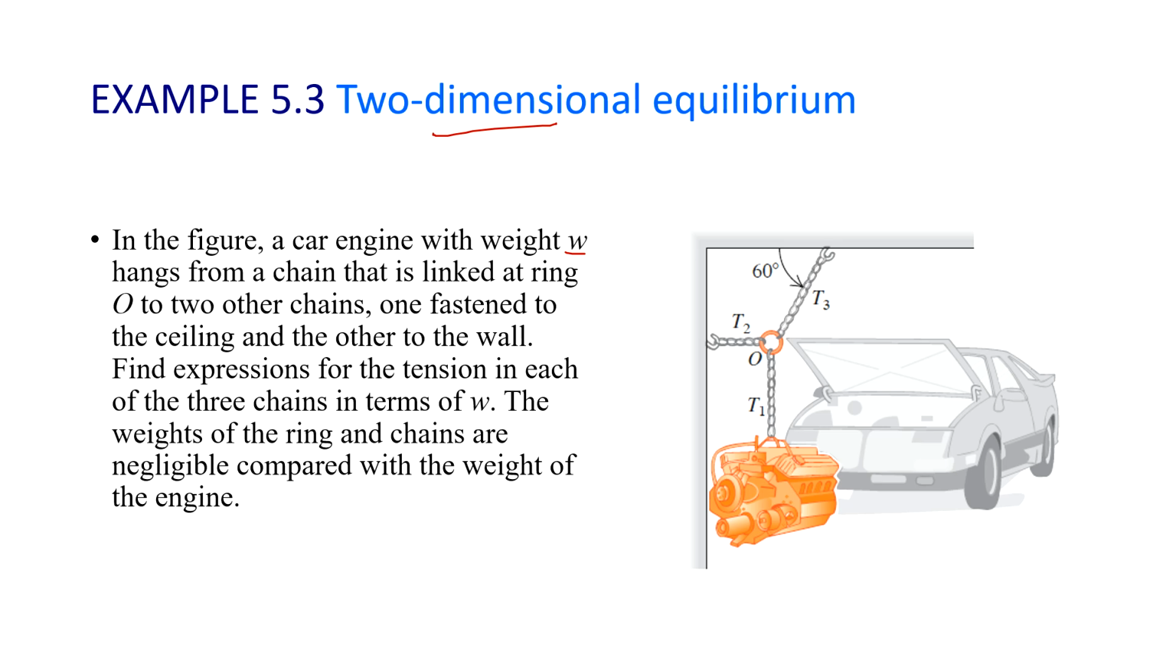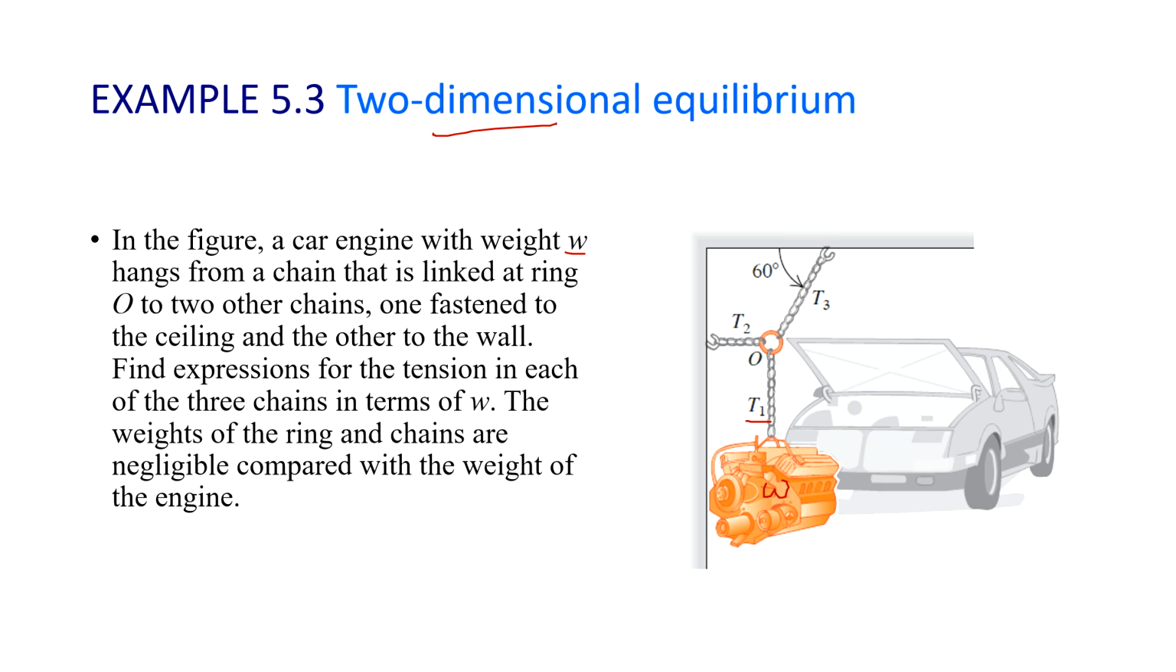A car engine with weight W is hanging on a chain which is attached to a ring, and the ring is supported by two other chains, and on each of these chains there is a tension given by T1, T2 and T3. Find expressions for the tension in each of the three chains in terms of W. The weight of the ring and the chains are negligible compared to the weight of the engine.